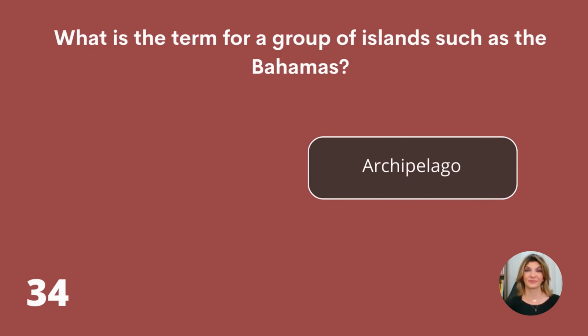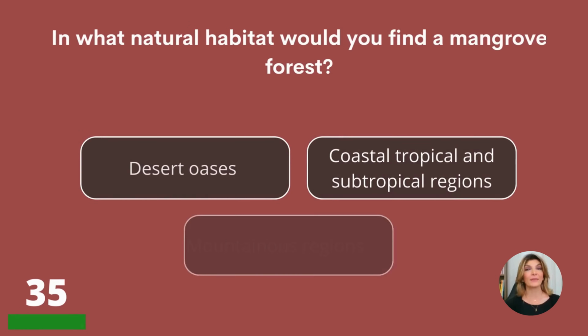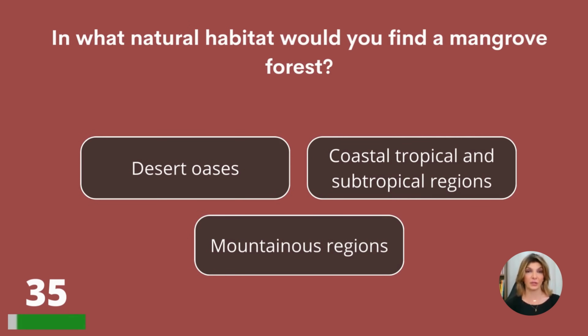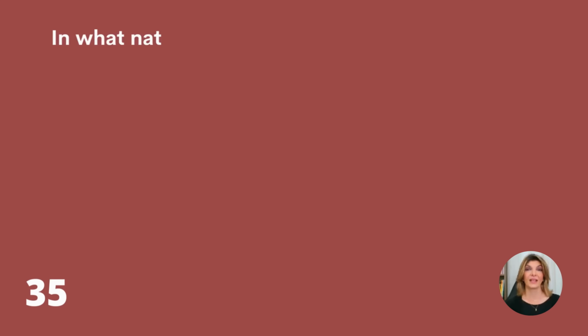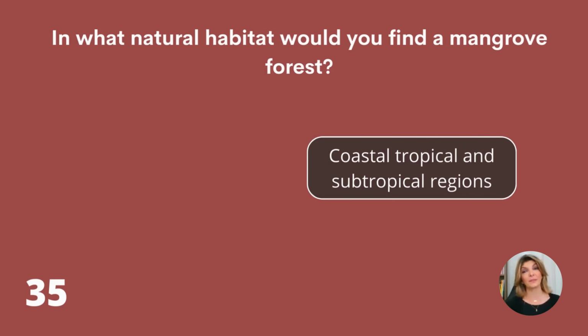Archipelago. In what natural habitat would you find a mangrove forest? Desert oasis, coastal tropical and subtropical regions, or mountainous regions? Coastal, tropical, and subtropical regions.